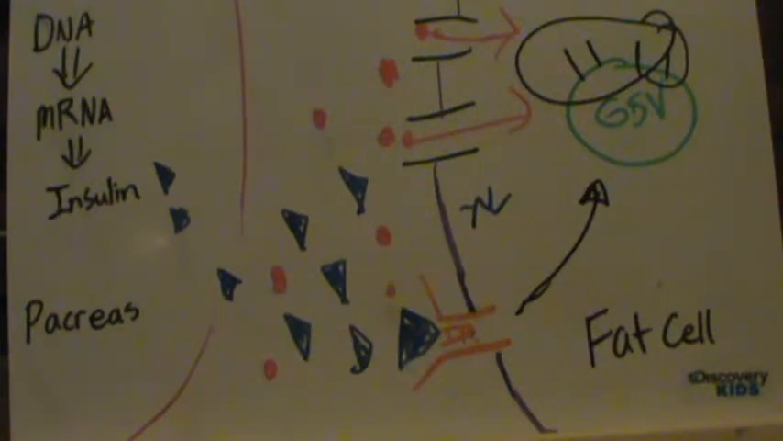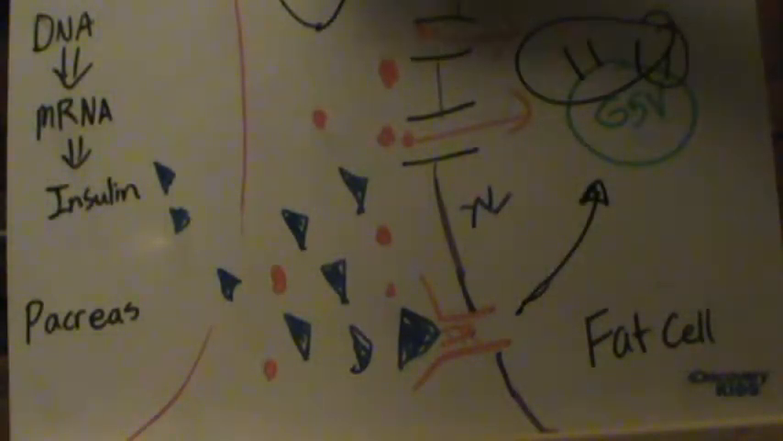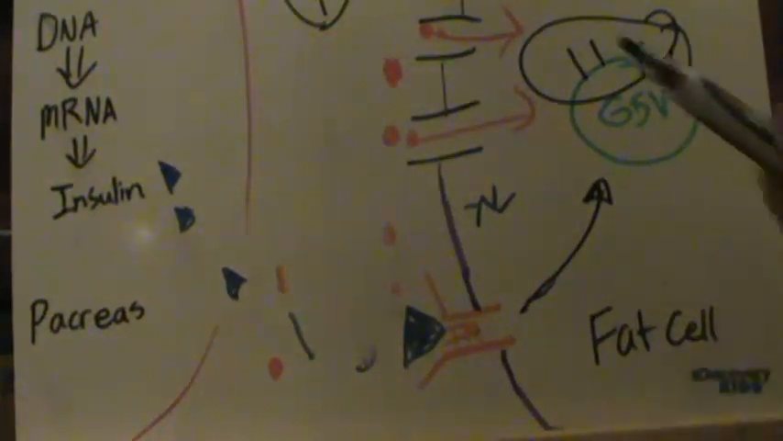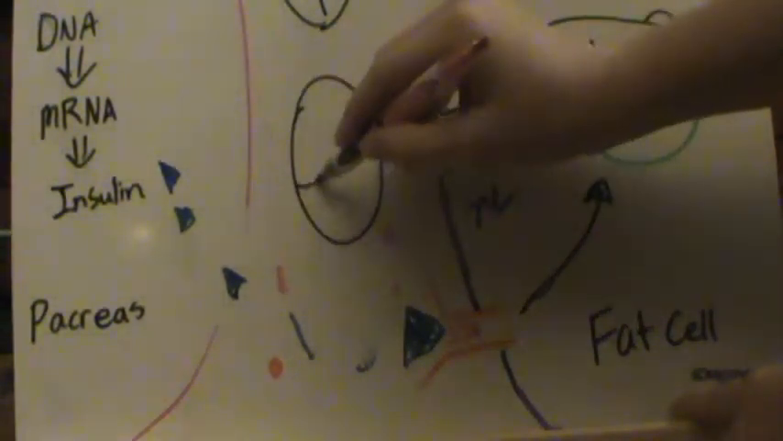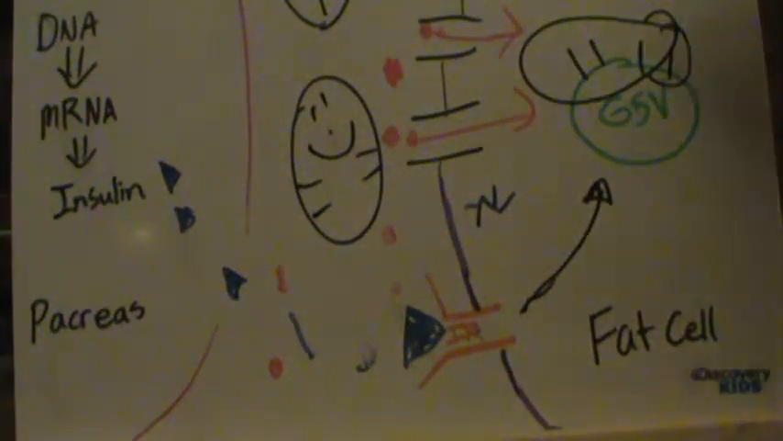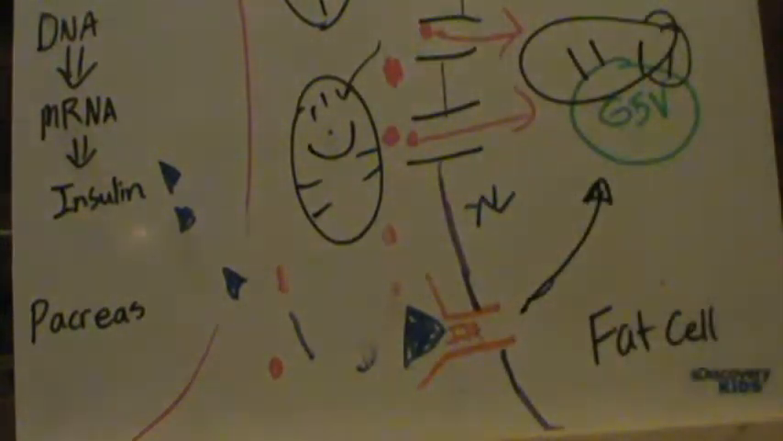Glycogen is when the glucose goes into the mitochondria. We'll have to erase some stuff. We'll have our mitochondria right here. We'll make him happy because he's going to get some glucose. Once the glucose goes into the mitochondria, it undergoes cell respiration. And so yeah, that is basically the normal functioning.